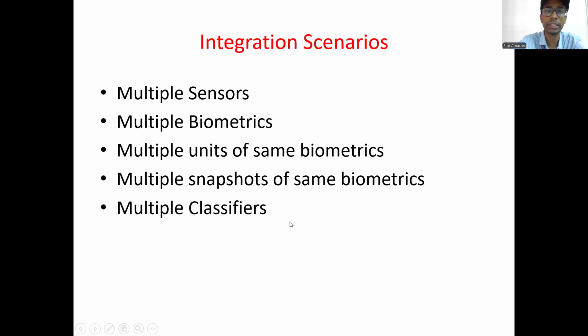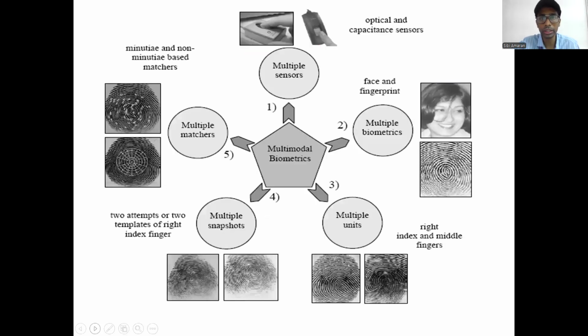So, next, these are the integrated scenarios. First is the multiple sensors, second is the multiple biometrics, third is the multiple units of the same biometrics, fourth is the multiple snapshots of the same biometrics, and fifth is the multiple classifiers. So I'll be explaining through this diagram. What are the multiple sensors? What are the two types of multiple sensors? First is optical sensors and second is capacitance sensors.